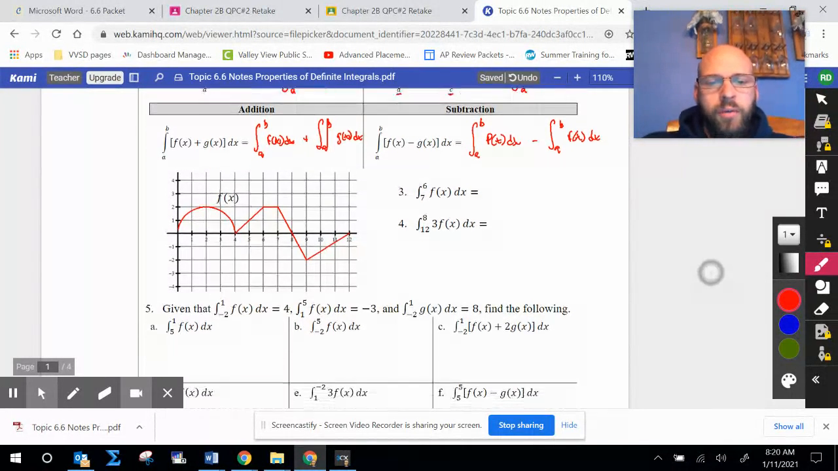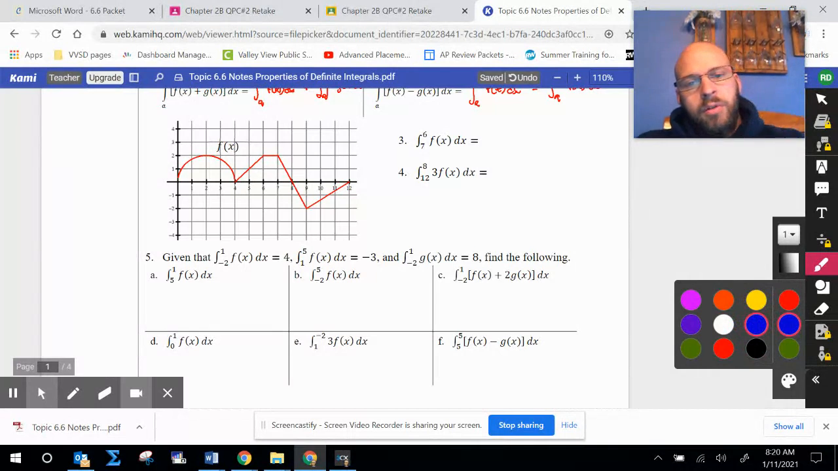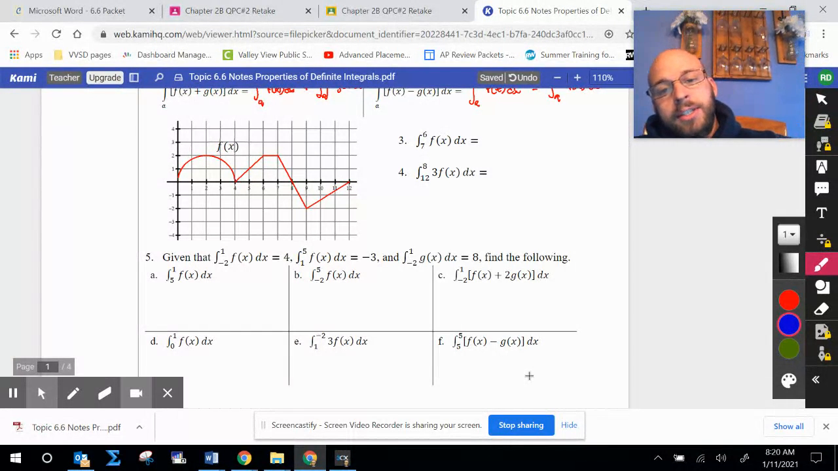All right. So if we go back to this graph that we had earlier, right? This is the same graph that we started with, and I want the integral from 7 to 6.